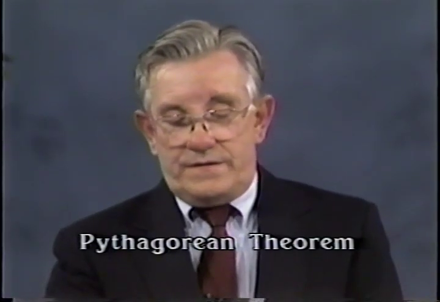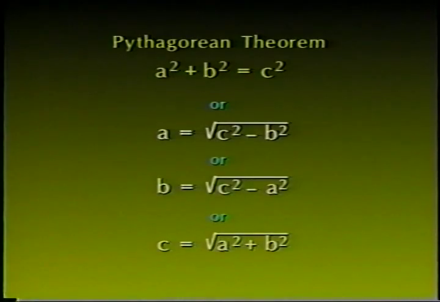The Pythagorean theorem, applied only to right triangles, states that the square of the hypotenuse of any right triangle is equal to the sum of the squares of the opposite side and adjacent side. As shown on the screen, the equation form for this theorem is side A squared plus side B squared equals side C squared. This basic equation may be rearranged to provide solutions regardless of which side of the right triangle is sought.